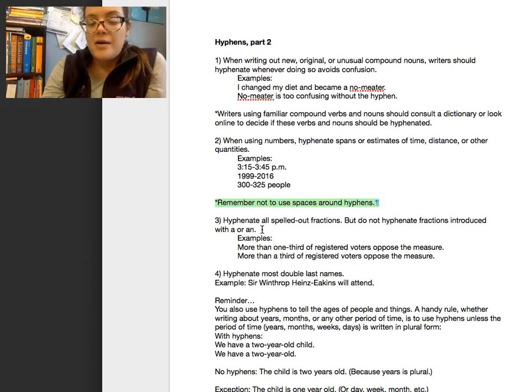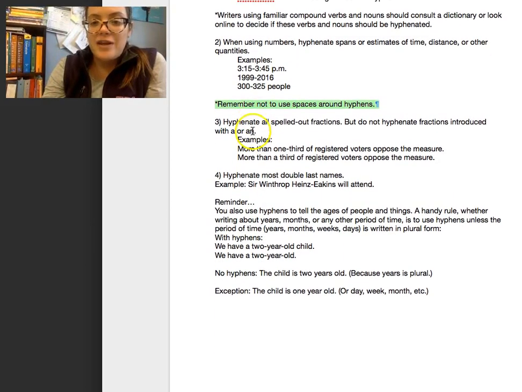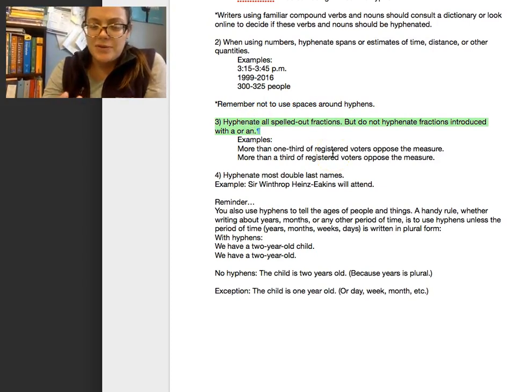All right, next one. You want to hyphenate fractions when you spell them out, okay? But do not hyphenate fractions introduced with a or an. You'll see what I mean. More than one-third of registered voters oppose the measure. But if you just said more than a third of registered voters oppose the measure, it's not really anything to hyphenate. You don't hyphenate the a to the third. So you're only doing it if you're saying things like one-third, one-fourth, one-fifth, whatever.